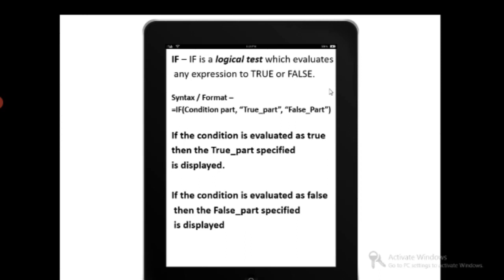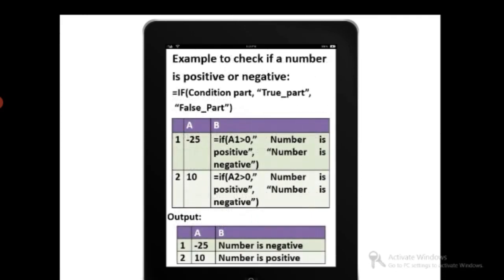In syntax, students, you must be observing that if condition takes three arguments: condition, true, and false part. If the condition is evaluated as true, then the true part specified is displayed. If the condition is evaluated as false, then the false part specified gets displayed. Either the true or false part gets displayed, not both. This will be clear from one example.